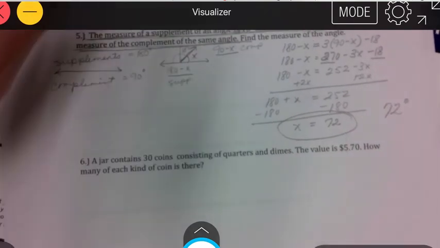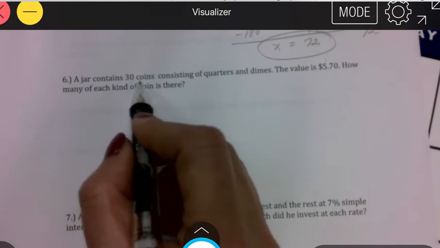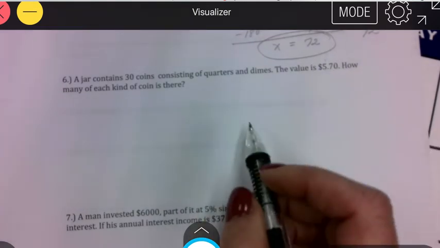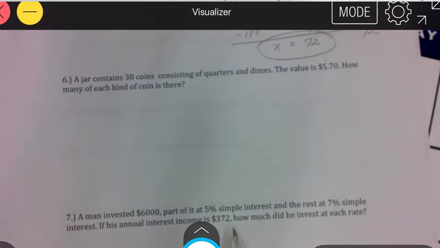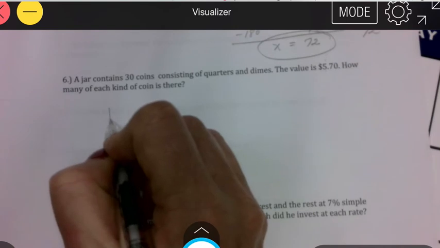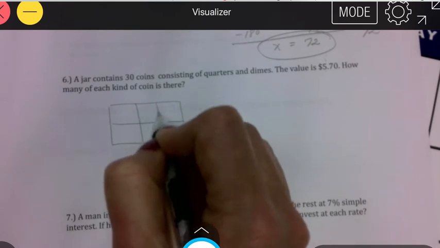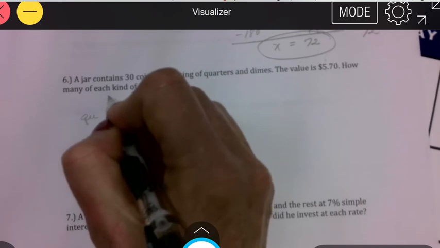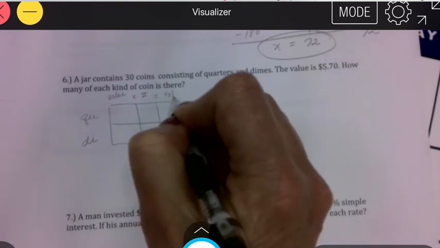Okay. Example number 6. It says a jar contains 30 coins containing quarters and dimes. The value is $5.70. If you remember back, and I believe it was in problem number 3 where we set up a chart, that's exactly what we're going to do. Because we have two different coins. We have quarters and we have dimes. And we have the value for one times the number is going to give us our total value.